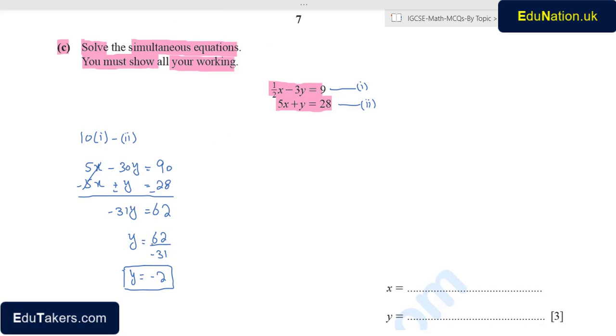Now using it in equation number 2, this implies 5x minus 2 equals 28, then x equals 30 over 5, x equals 6. X is 6, y is minus 2.